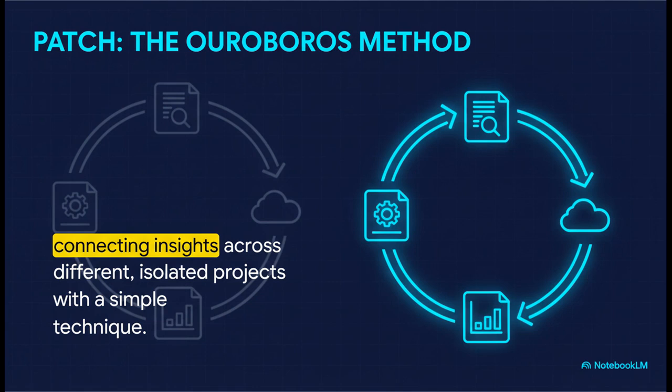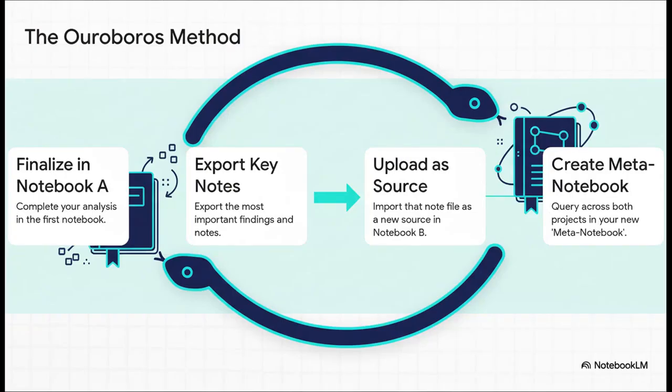Okay, next problem, the silo error. We're going to solve this with what I like to call the Ouroboros method. You know, the snake eating its own tail. It's a really simple but incredibly powerful trick for connecting the dots between those isolated projects. The steps here look almost too simple, but trust me, the result is amazing.